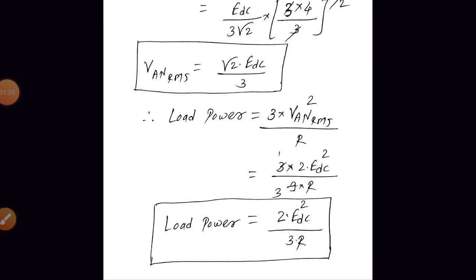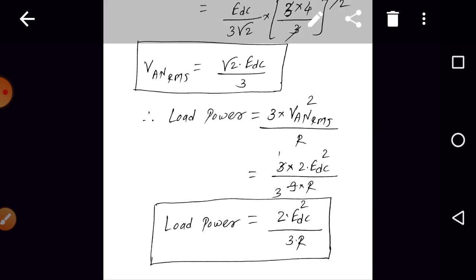So this is about the 180-degree conduction mode 3-phase inverter. In my next video we will discuss the 120-degree conduction mode for the 3-phase inverter.